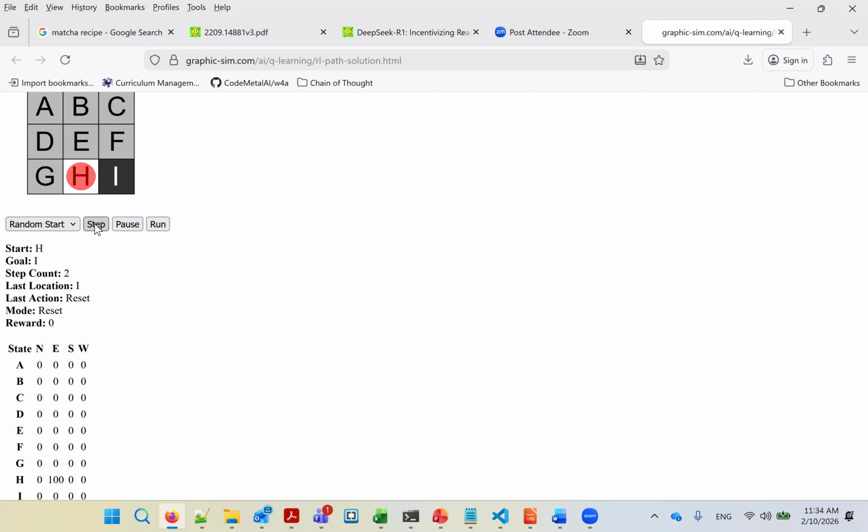Okay, let's step again. So it is exploit mode. What exploit mode means is for all the possible actions, we look for the one with the biggest value. It changed already, right? This was 100 a little bit ago. That's clearly bigger than 0, so we would select action east.